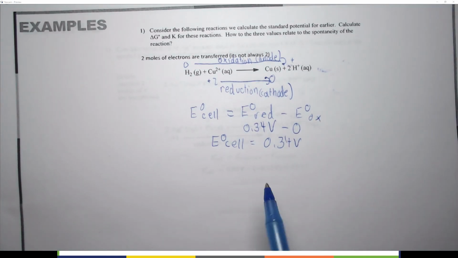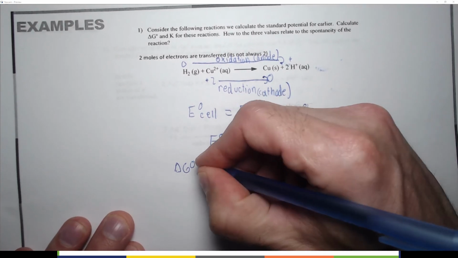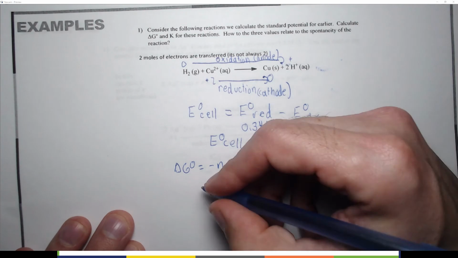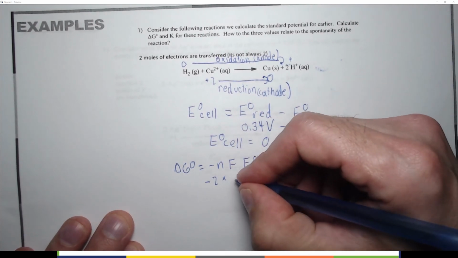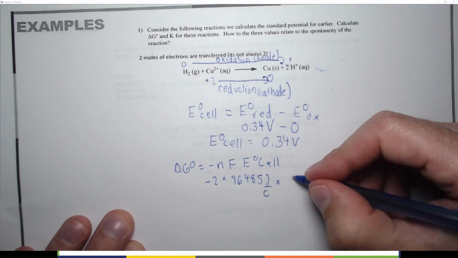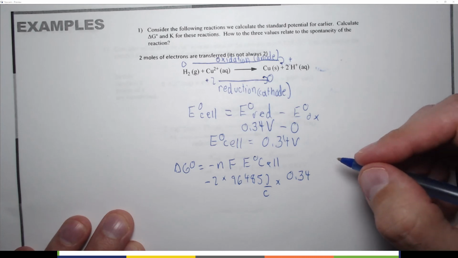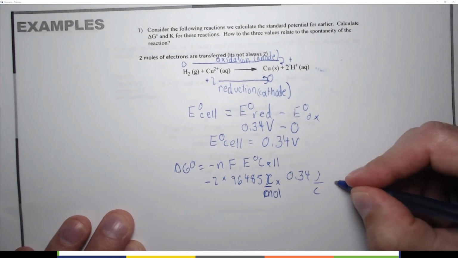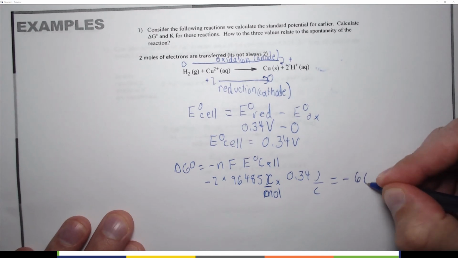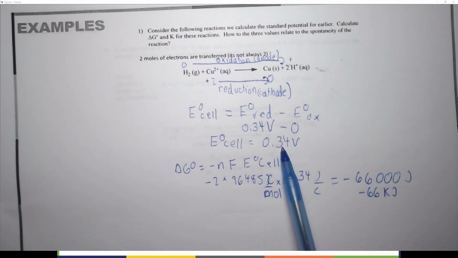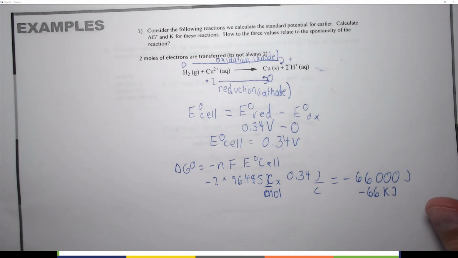We now want to convert this into a delta G, and we also want to convert it into a K. Well, delta G, just like in the previous example, equals minus N F E cell. In this case, we're transferring 2 moles of electrons. F is Faraday's constant, 96,485 coulombs per mole, times E cell, which is 0.34 volts. F is coulombs per mole, and the volts is joules per coulomb. And when I do that, I find that it's minus 66,000 joules, or minus 66 kilojoules. So E cell is positive, spontaneous. Delta G is negative, spontaneous.